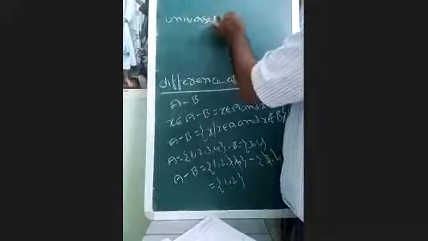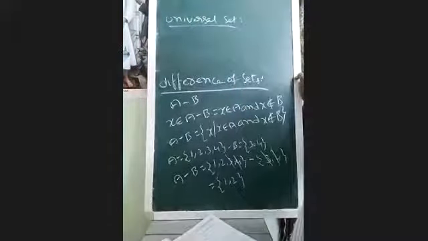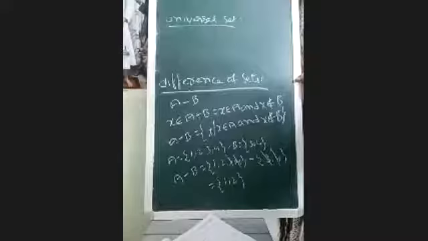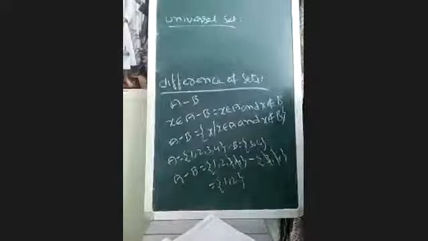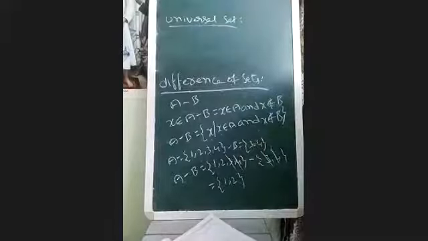Universal set. What is the definition of the universal set? All the sets under consideration will be subsets of a fixed set. All the subsets under consideration will be subsets of a fixed set.